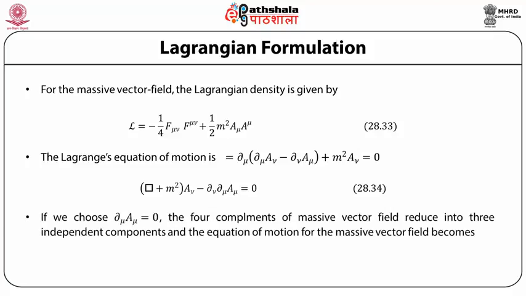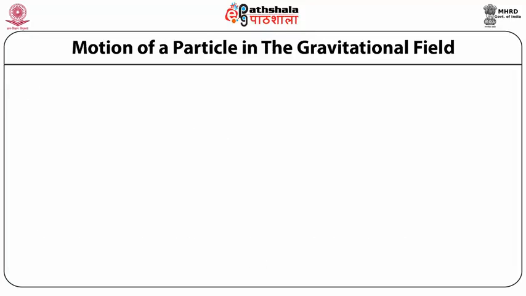If we choose del mu A mu equals 0, four components of massive vector field reduce into three independent components, and the equation of motion for the massive vector field becomes d'Alembertian operator plus m square acting on A nu equals 0. Next, we discuss the motion of a particle in the gravitational field.